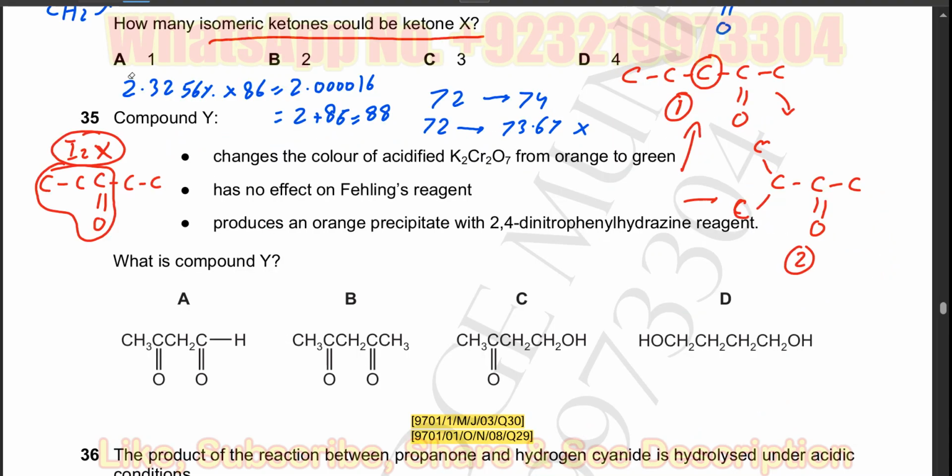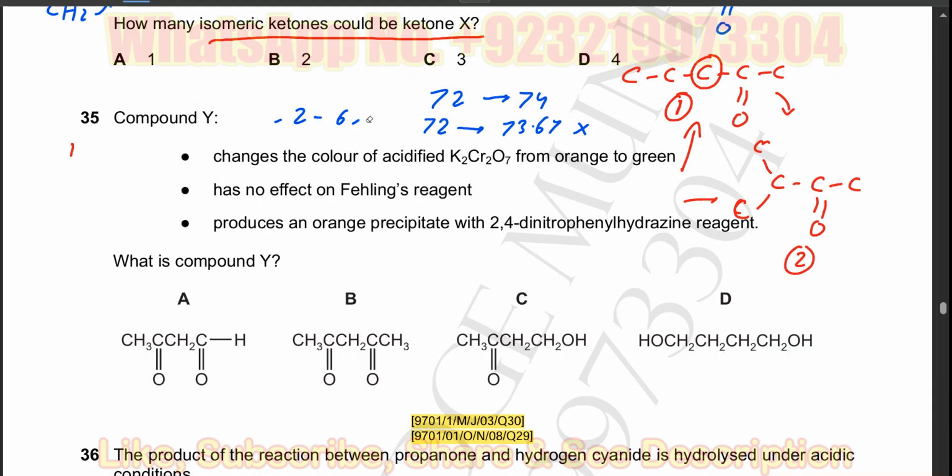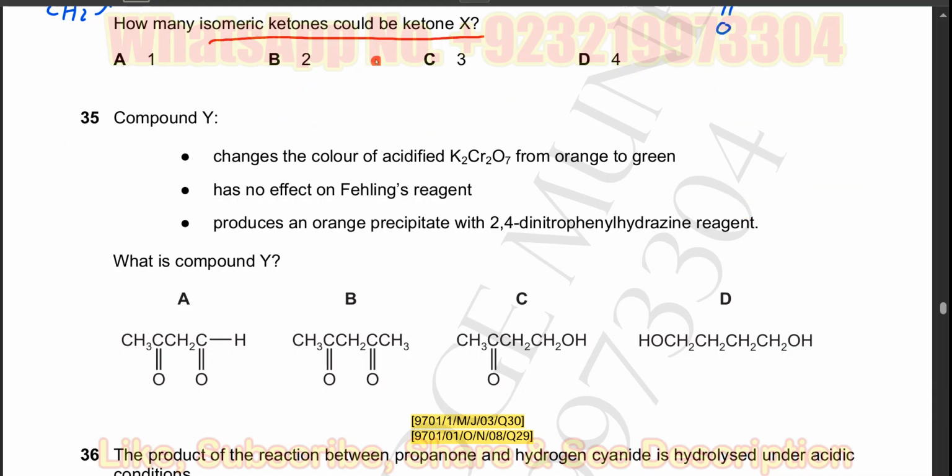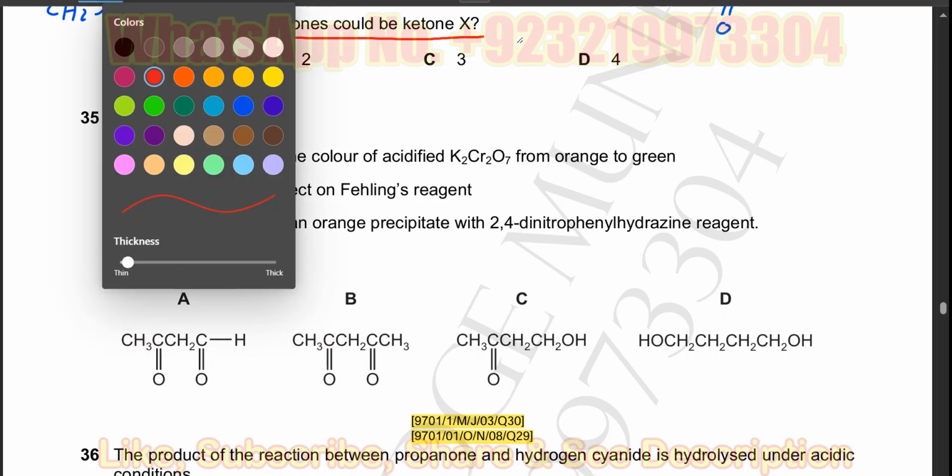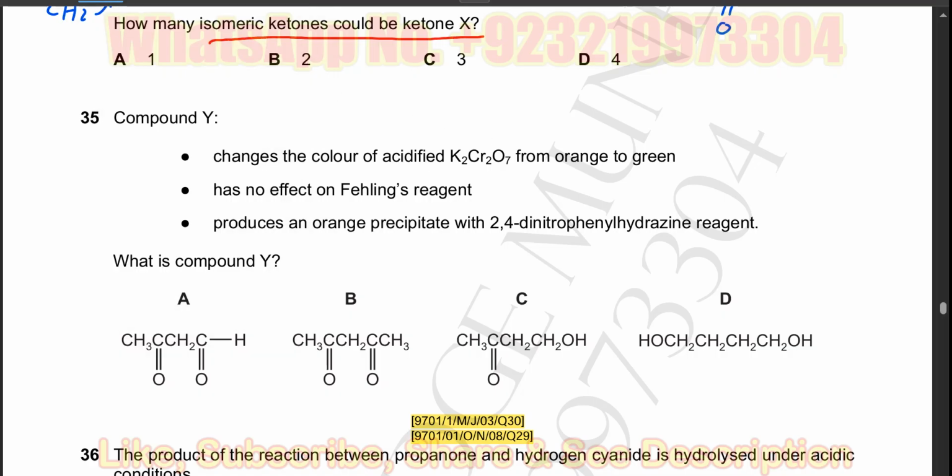Now the next question. For this question I need to remove some of the working of the previous question. All right, this next question: compound Y changes the color of acidified potassium dichromate from orange to green. It has no effect on Fehling's reagent, and it produces an orange precipitate with 2,4-dinitrophenylhydrazine reagent. What is compound Y?